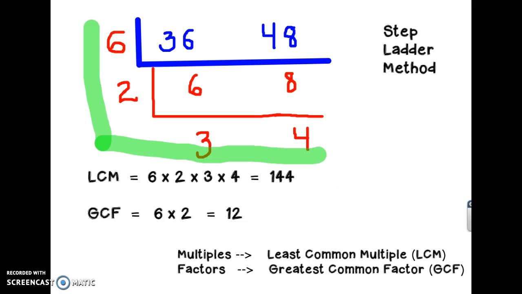And then to find the greatest common factor, we take out everything we factored out. In this case, 6 and 2. And 6 times 2 is 12. That's our greatest common factor. Those are some of the highlights of what we talked about with multiples and factors.